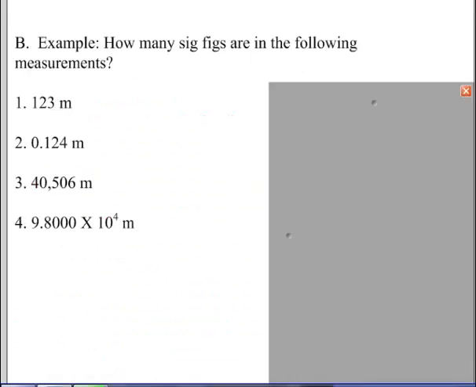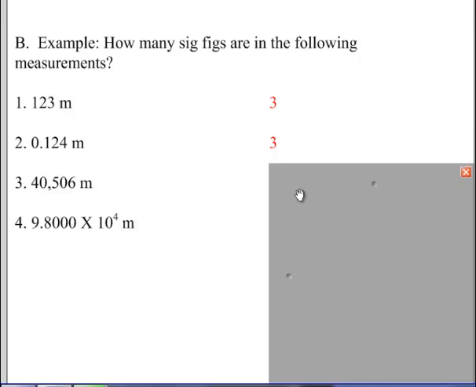Let's do some practice. Number 1, 123 meters. How many significant figures is this? Well, you should have said 3, because these are all non-zero numbers, so they are all significant. What about number 2? 0.124. Well, we know that the 1, the 2, and the 4 all count. How about the 0? Well, if we go back to Rule 5, 0 is at the beginning of the number, so no, the 0 doesn't count. There are 3 significant figures.